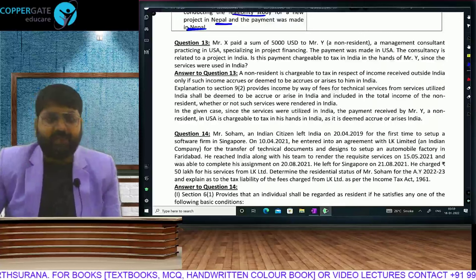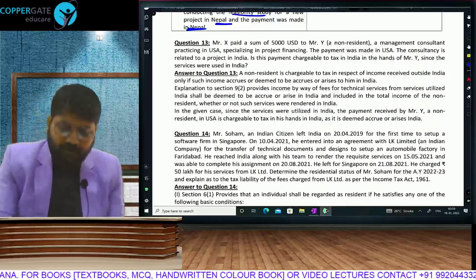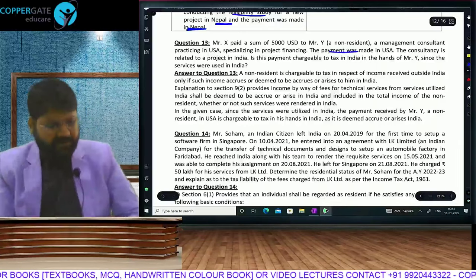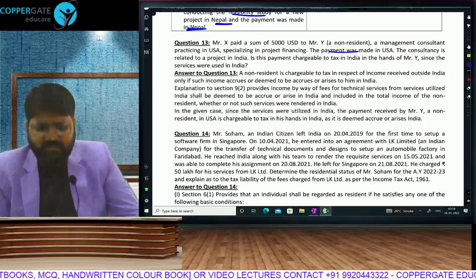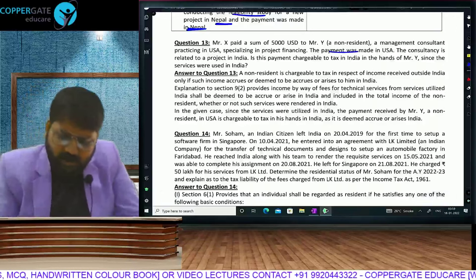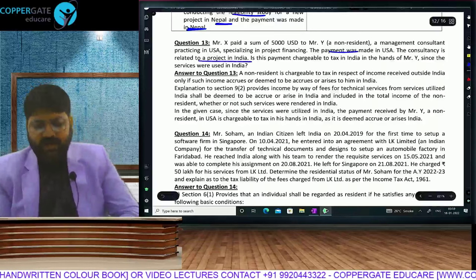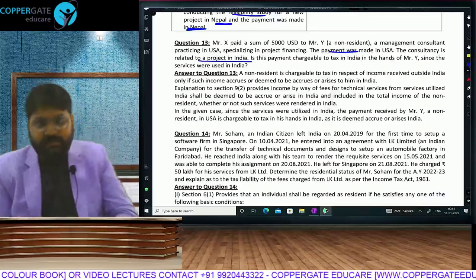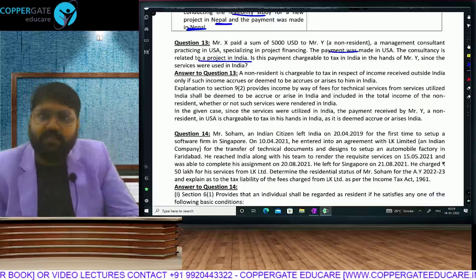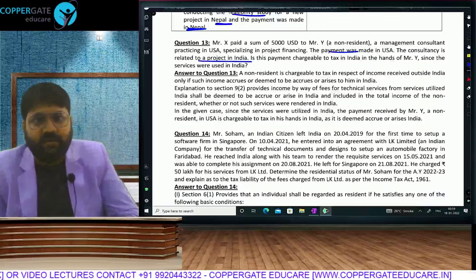One non-resident is making payment to another non-resident. Payment also is made outside India. Then what is the Indian connection here? Is there any Indian connection? The project is in India. The services were utilized in India. Fees for technical services were utilized in India. One question only. Indian income or foreign income?